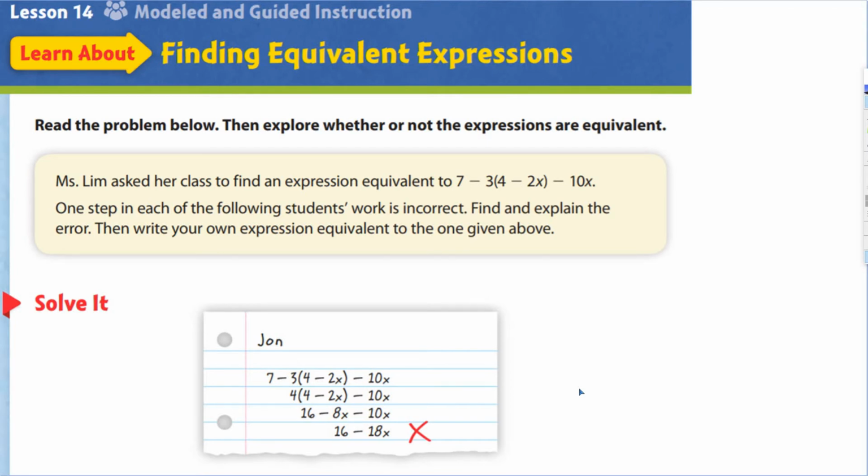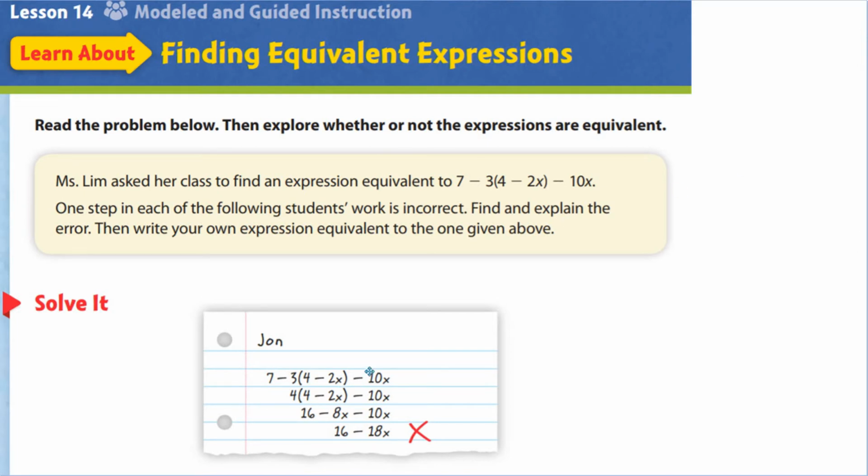Remember, order of operations matters. One step in each of the following students' work is incorrect. Find and explain the error. Then write your own expression equivalent to the one given above. And there's a reason I didn't read it in the order it should be read, so you don't get a clue. Let's see how you do.